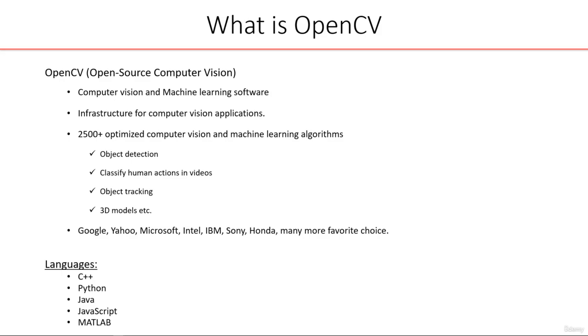OpenCV currently supports many languages like C++, Python, Java, MATLAB, JavaScript, etc. And this makes OpenCV one of the best libraries for working on computer vision applications. Now let's look into some basic concepts about images and processing.